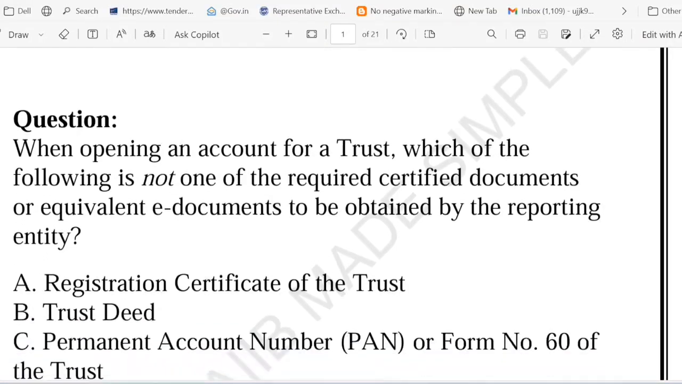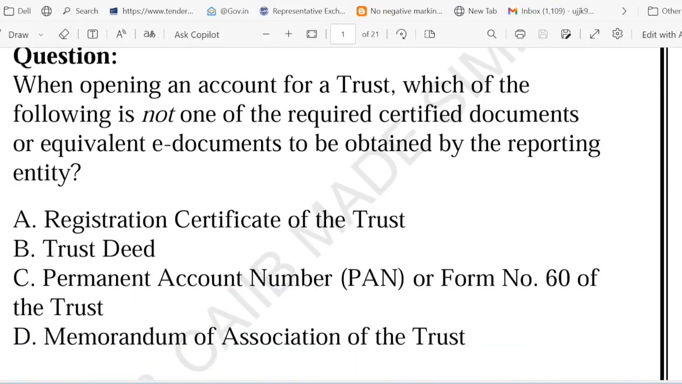I will explain each and every option. So let's get started with our first question that we had. So basically, the question is, when opening an account for a trust, which of the following is not one of the required certified documents or equivalent e-documents to be obtained by the reporting entity?